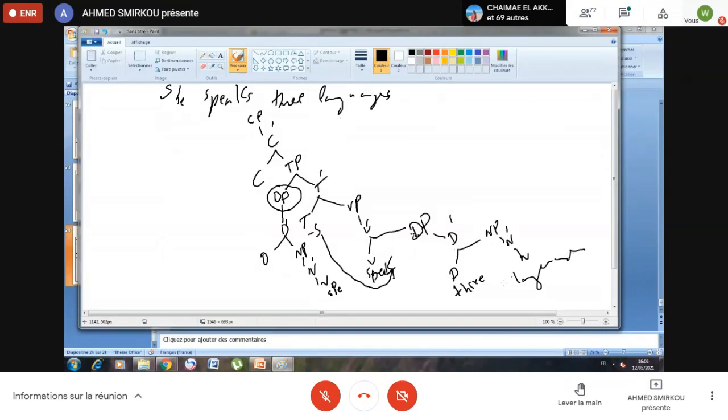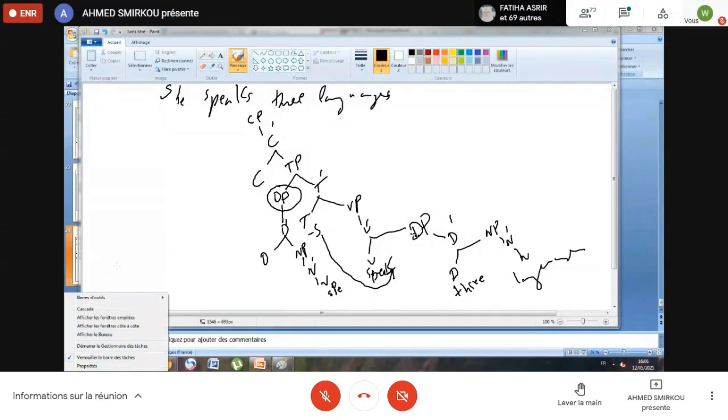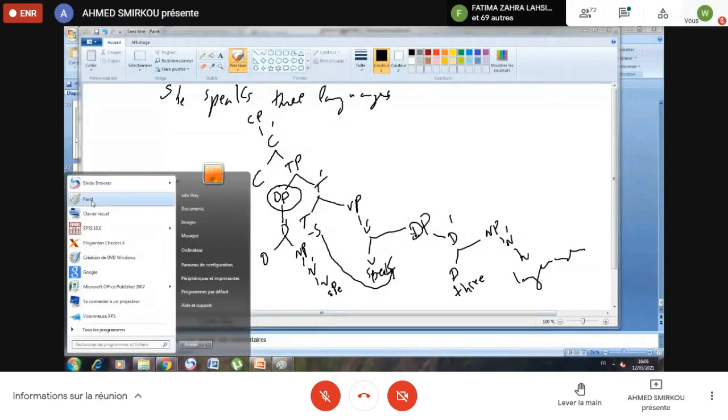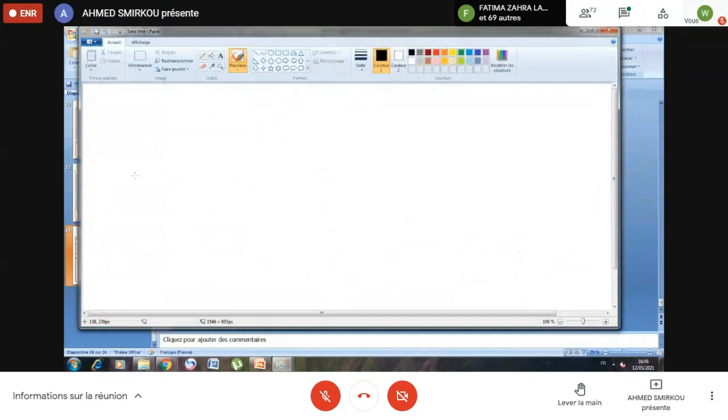Whenever you have a sentence, you have to start with CP, C bar, C, then TP, T bar, T, then VP, etc. And pay attention to the position of the subject. The subject is always branched from the TP. Please remember this. The subject is branched from the TP. Okay? So if you have a sentence, you start with CP, etc.